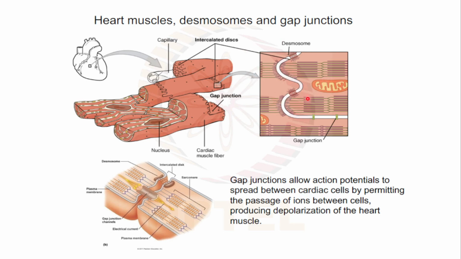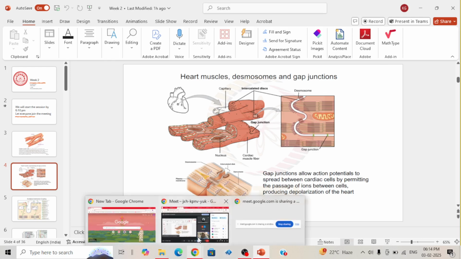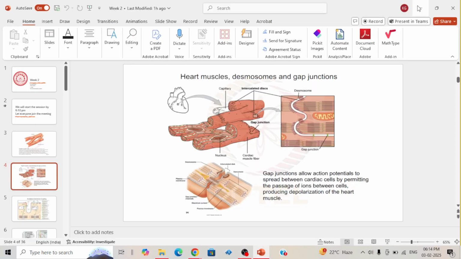These connections are important for the conduction of the signal that will be generated in the cardiac cells, so that it can move in a rhythmic manner to the next cell and the contraction can happen in a rhythmic manner. These are called the intercalated discs. The gap junctions, as I told you, allow the action potentials to spread between cardiac cells by permitting the passage of ions between the cells, producing depolarization of the heart muscle. Depolarization is actually the travel of the action potential and change in the action potential, so that the cell can get a message that this is the time to contract.